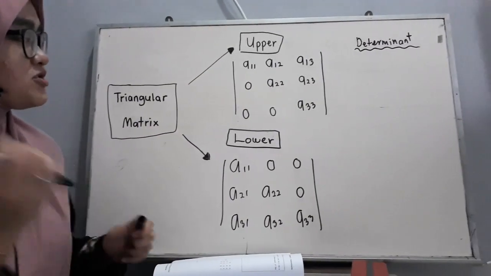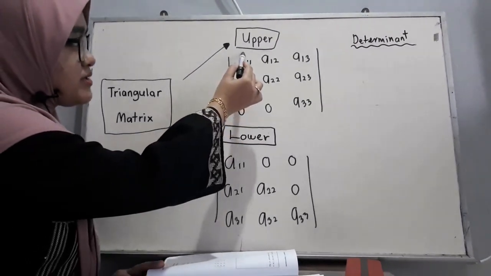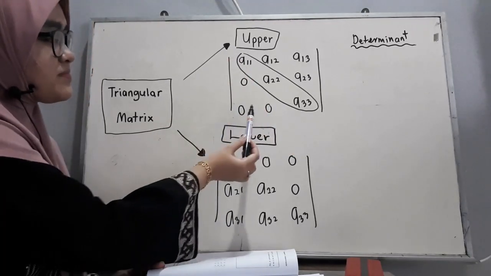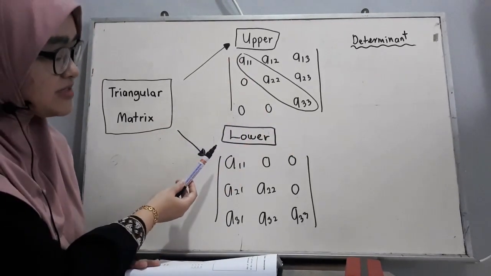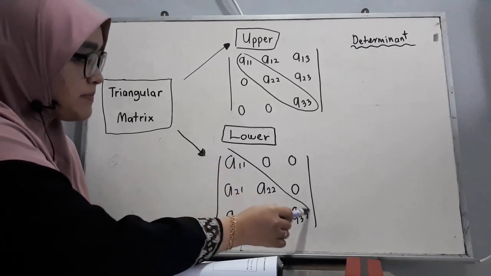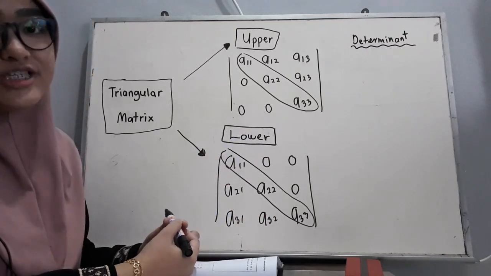An upper triangular matrix is when all entries below the main diagonal are 0. A lower triangular matrix is when all entries above the main diagonal are all 0.